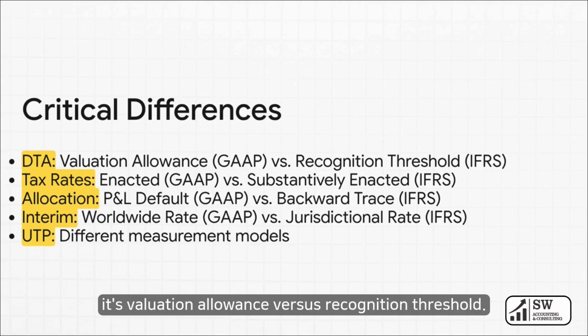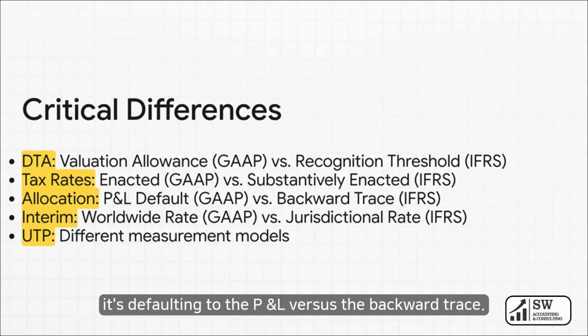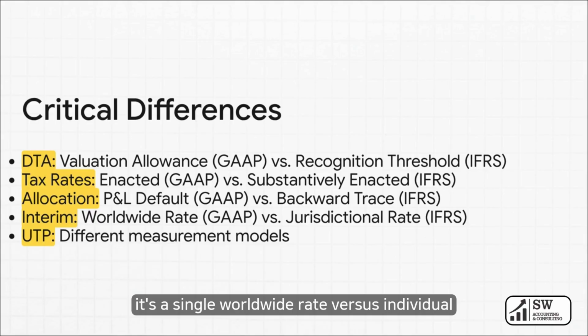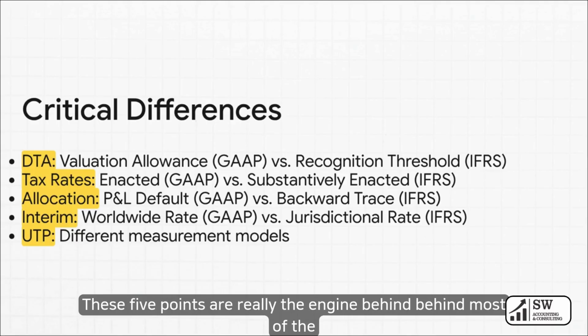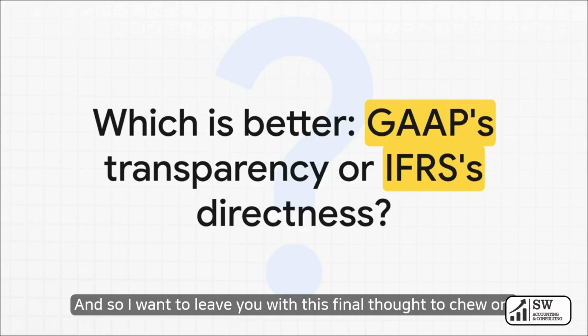For DTAs, it's valuation allowance versus recognition threshold. For tax rates, it's enacted versus substantially enacted. For allocating changes, it's defaulting to the P&L versus the backward trace. For interim reports, it's a single worldwide rate versus individual jurisdictional rates. And finally, for your uncertain tax positions, the measurement models are different. These 5 points are really the engine behind most of the practical differences you're going to run into.